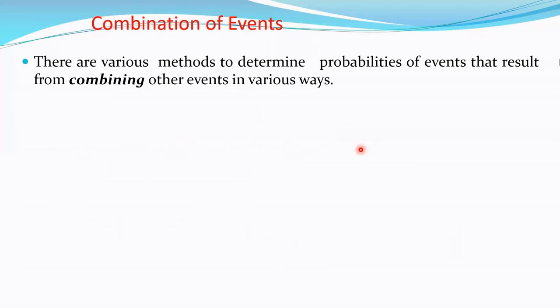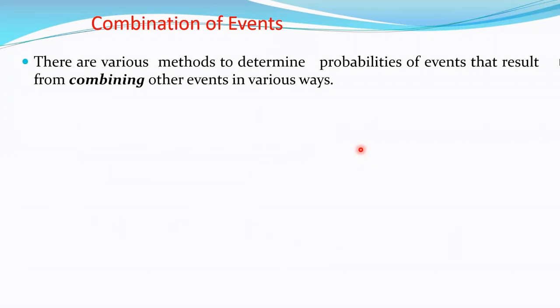So that is a very basic example. Now there are various methods to determine the probabilities of the events that result from combining other events in various ways. In the previous slide, we looked at how we can calculate the probabilities for an event that is made up of simple events.